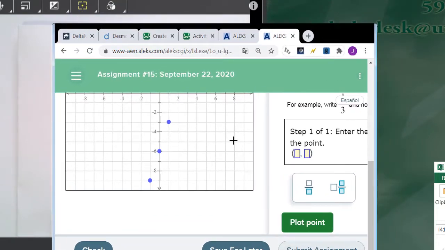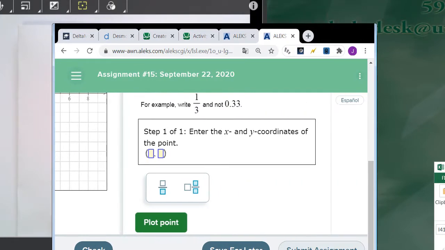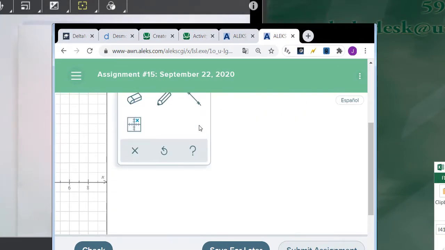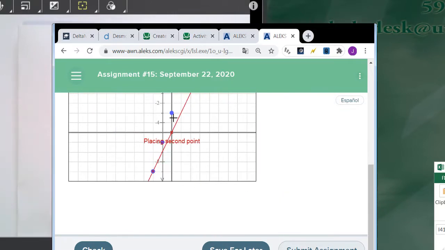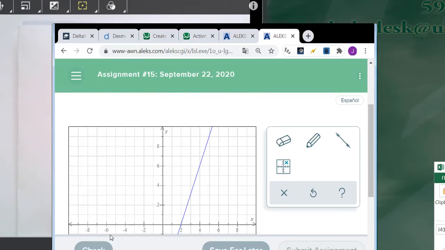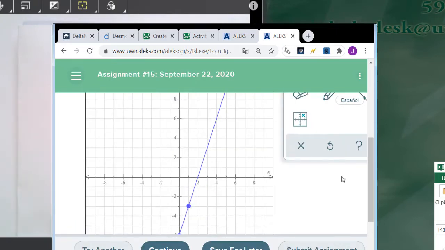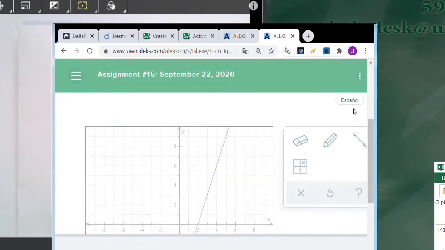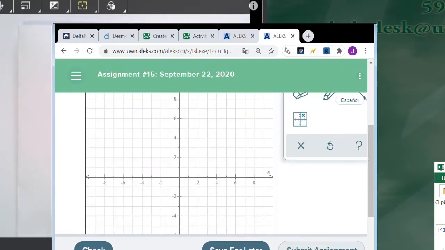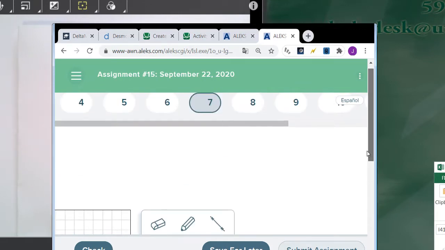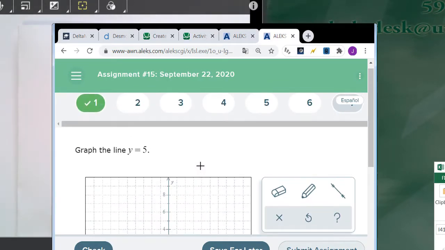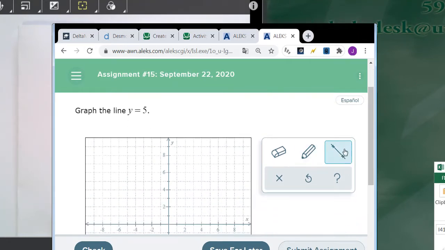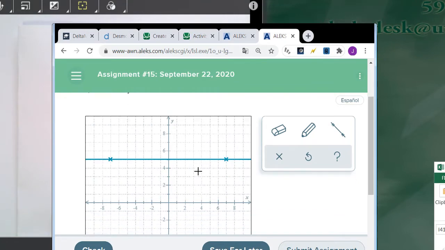So the next part that we do is we just draw the line. We click on the first point, on the second point, we got the line, we check, and that's it. Now we have another type of exercise in which we will be drawing vertical or horizontal lines. Like in this exercise, y equals 5, so we just draw a line at 5 on y, check.